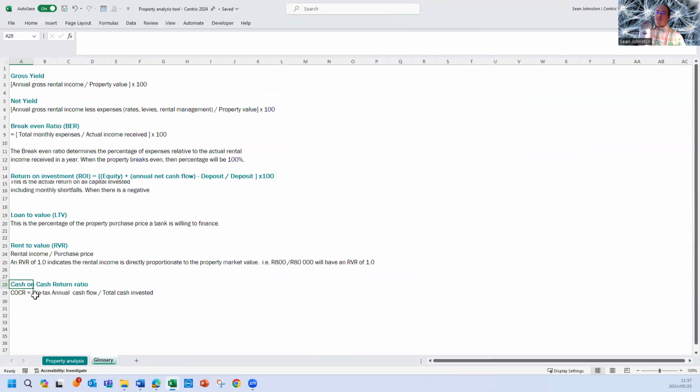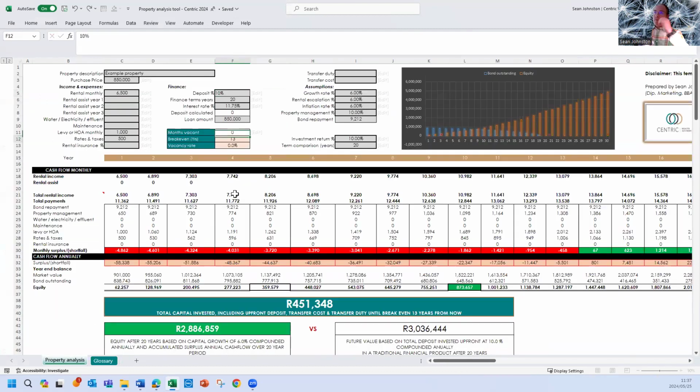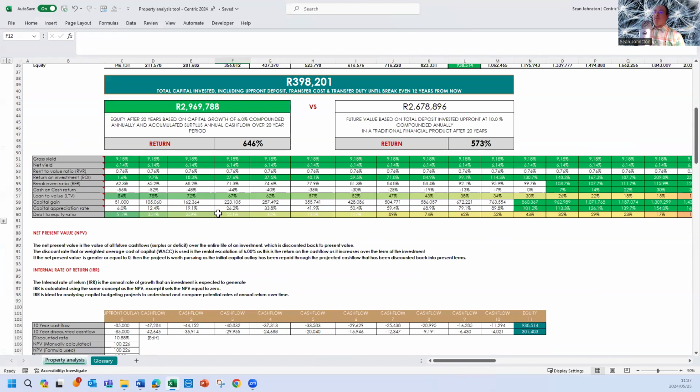The cash-on-cash return over here is pre-tax annual cash flow divided by total investment. Obviously, there's nothing invested over here. So we put in the 10% over there, and your cash-on-cash return will then calculate a ratio or formula for you.